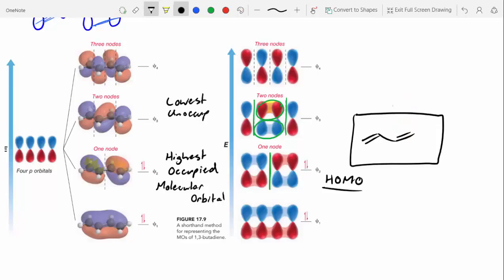Unoccupied molecular orbital. The acronym for this is going to be called what then? LUMO.